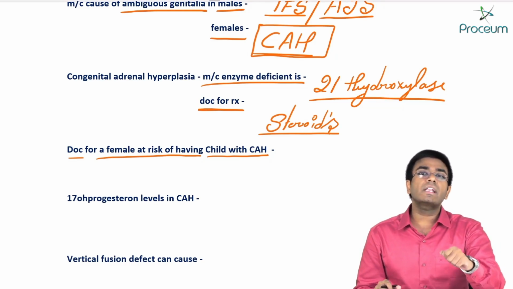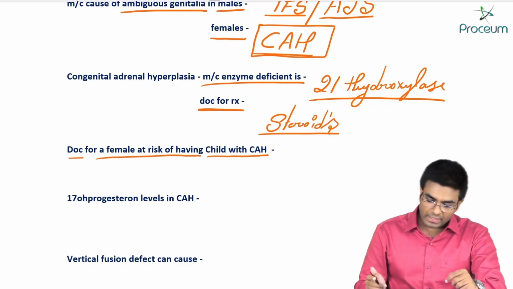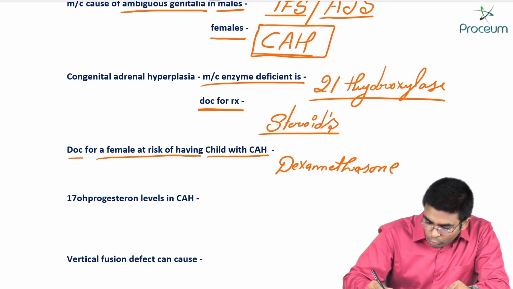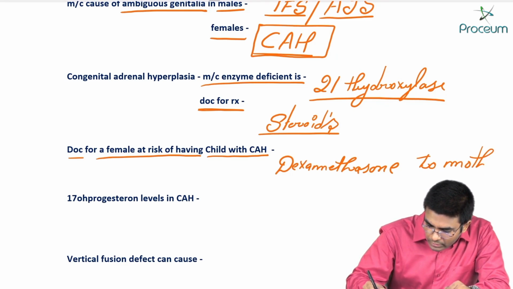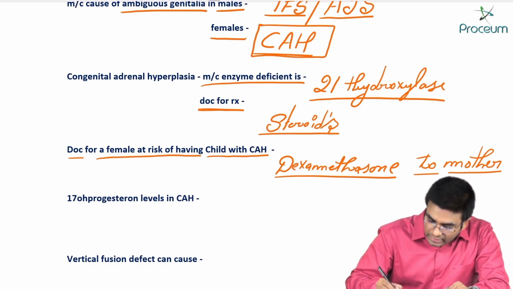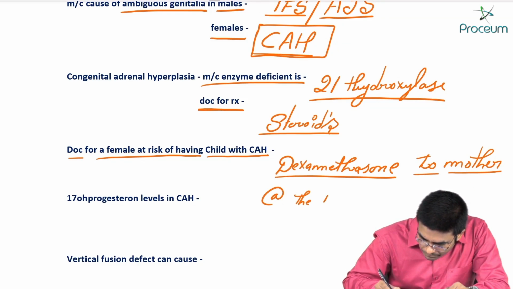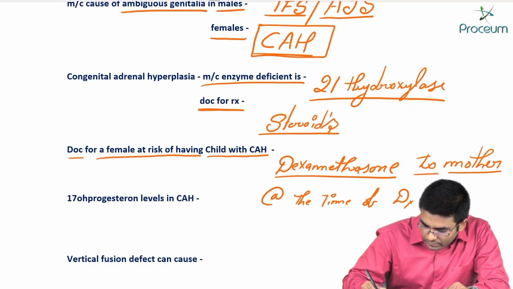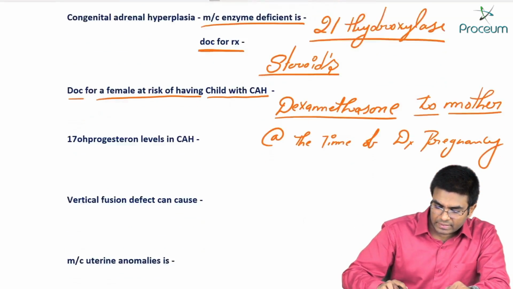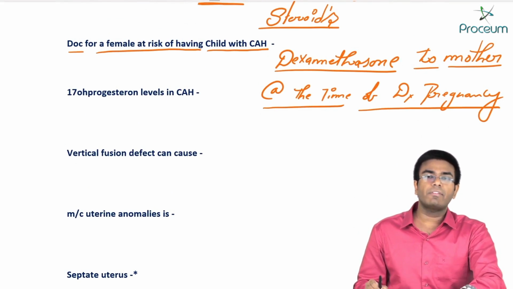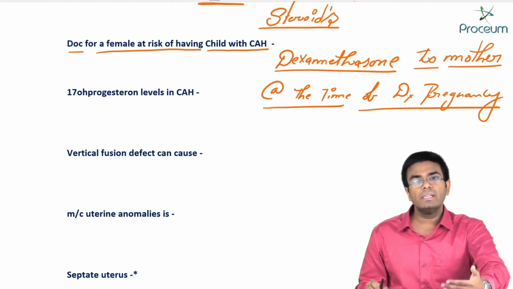Now, how to prevent congenital adrenal hyperplasia in the next child? You have to give dexamethasone. To whom? To the mother. So dexamethasone should be given to the mother. When? At the time of diagnosis of pregnancy. Immediately, at the time of diagnosis of pregnancy, if you know that she got pregnant, immediately give her dexamethasone. This can prevent congenital adrenal hyperplasia in the upcoming child.